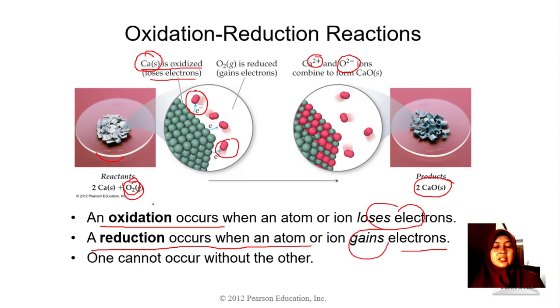In this example, we may say that the calcium undergoes oxidation, while the oxygen undergoes the reduction process. And one cannot occur without the other. Oxidation and reduction are usually given an easy abbreviation, redox reaction, for reduction and oxidation.